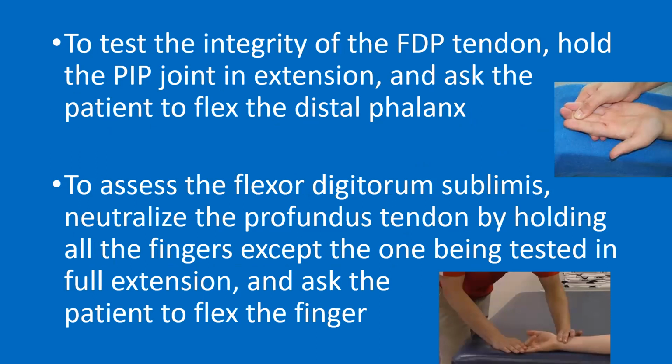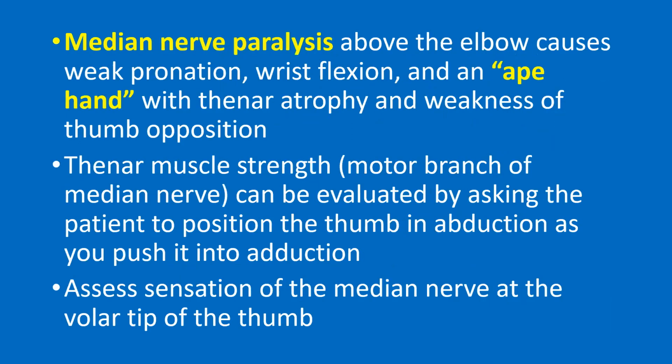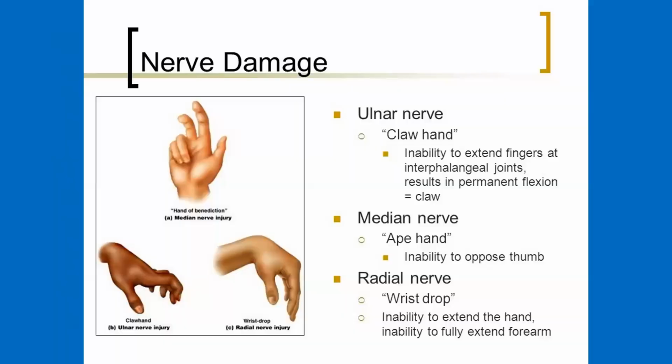You have to test the FDP, the flexor sublimis that we've repeatedly stated. You have to know what ape hand is, and nerve palsy. This shows you the median nerve palsy and ulnar nerve palsy. In the hand in median nerve palsy, you see that there is flexion of the fourth and fifth finger, while the other fingers are straight. And this is the hand of benediction, while claw hand occurs in the ulnar nerve, and the dropped hand occurs in the radial nerve.